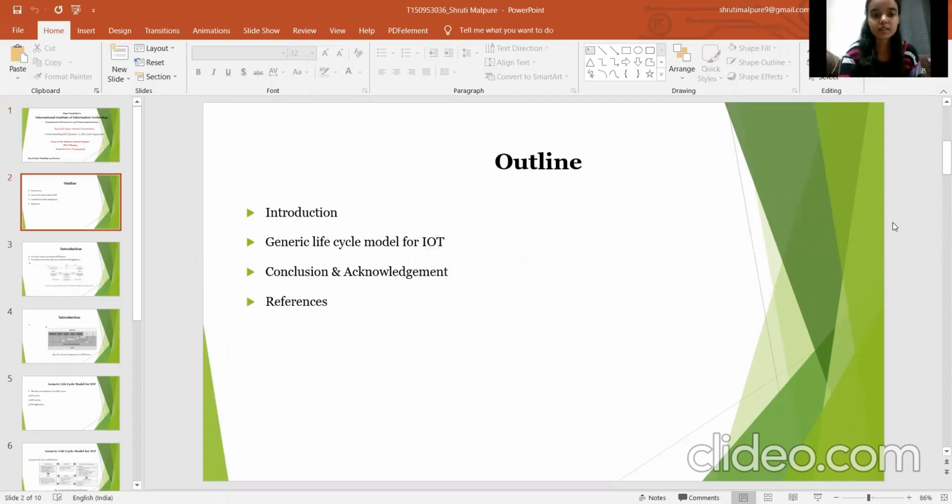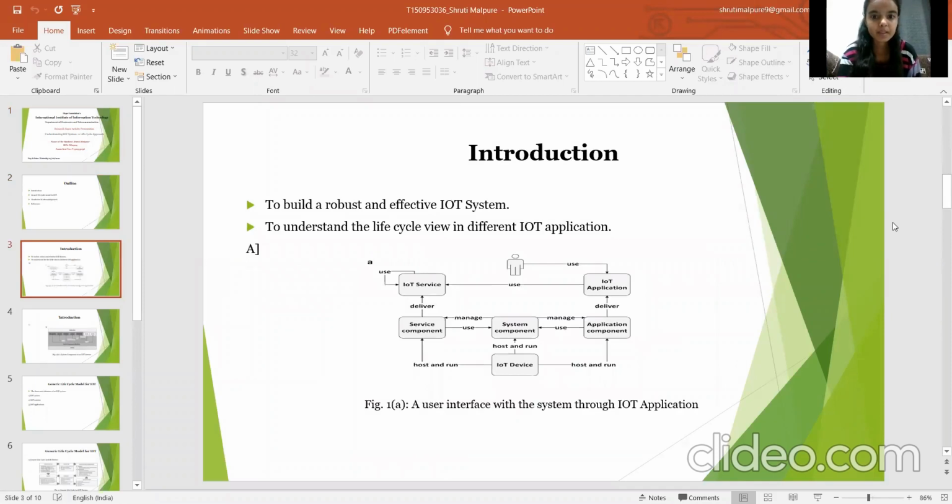Second slide is outline. In this slide I have used the contents which I mentioned in the PPT. First one is introduction. To build a robust and effective IoT system, one has to initially derive the right architecture requirements of the system. The life cycle view is particularly important in architecting IoT system due to many collaborating elements involved, each with its own unique life cycle. The life cycle view helps to identify the non-obvious problems entailed in the system life cycle.